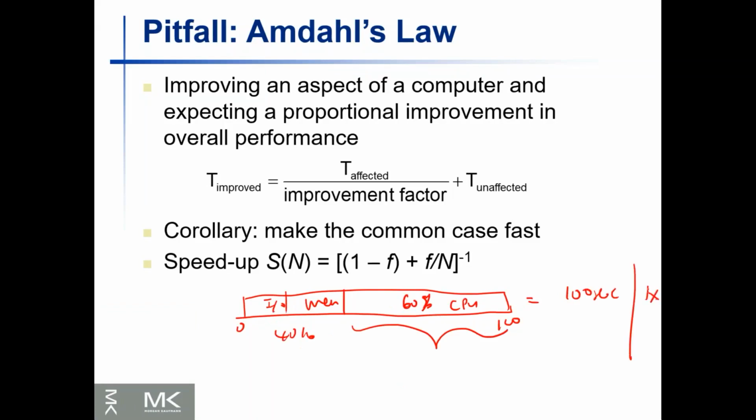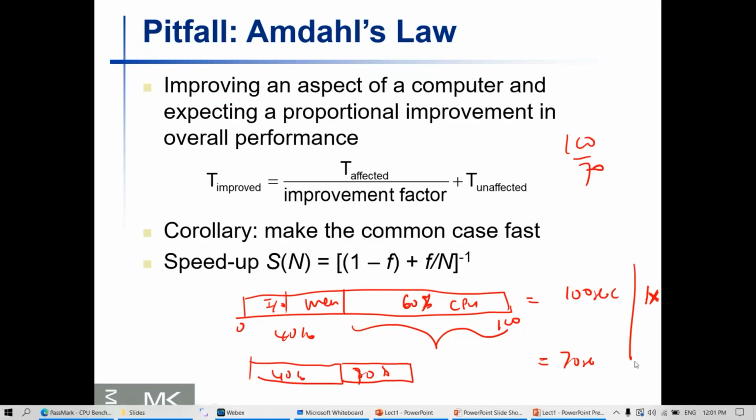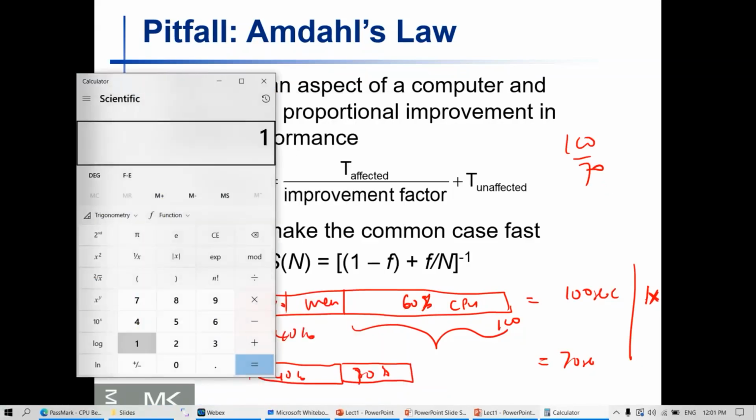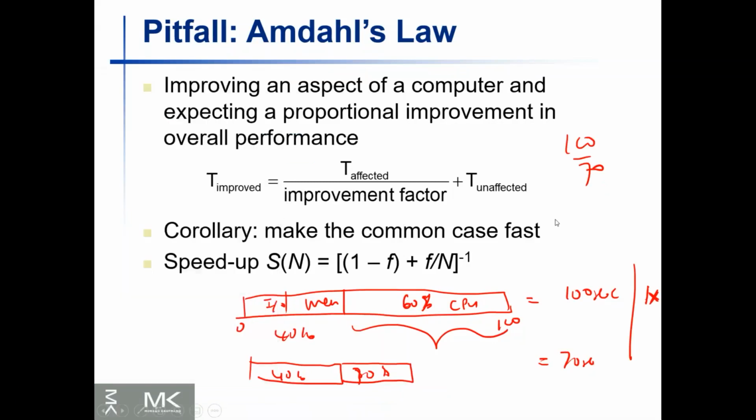So if this takes 100 seconds, and this is the benchmark 1x, and I can improve this by cutting this to half, 50% improvement, then what we'll have is this 40% IO, and this is cut down to 30%, half. So this will become 70 seconds. So the improvement is 100 over 70. Let me just launch calculator. 100 divided by 70, that will be 1.4 times faster.